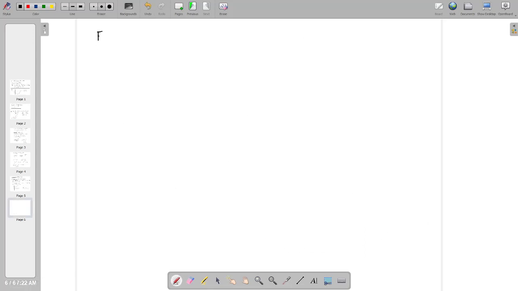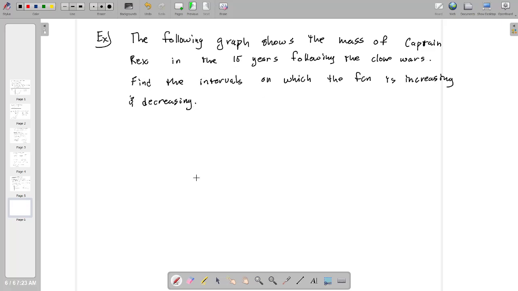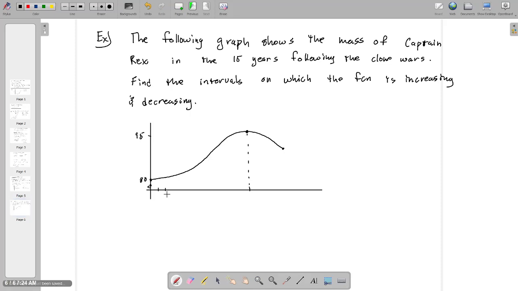Okay, let's go ahead and do an example. The following graph shows the mass of Captain Rex in the 15 years following the Clone Wars. Find the interval on which the function is increasing and decreasing. So here's our graph. So we have the 15 years following the Clone Wars. We're looking for where this function is increasing and decreasing.